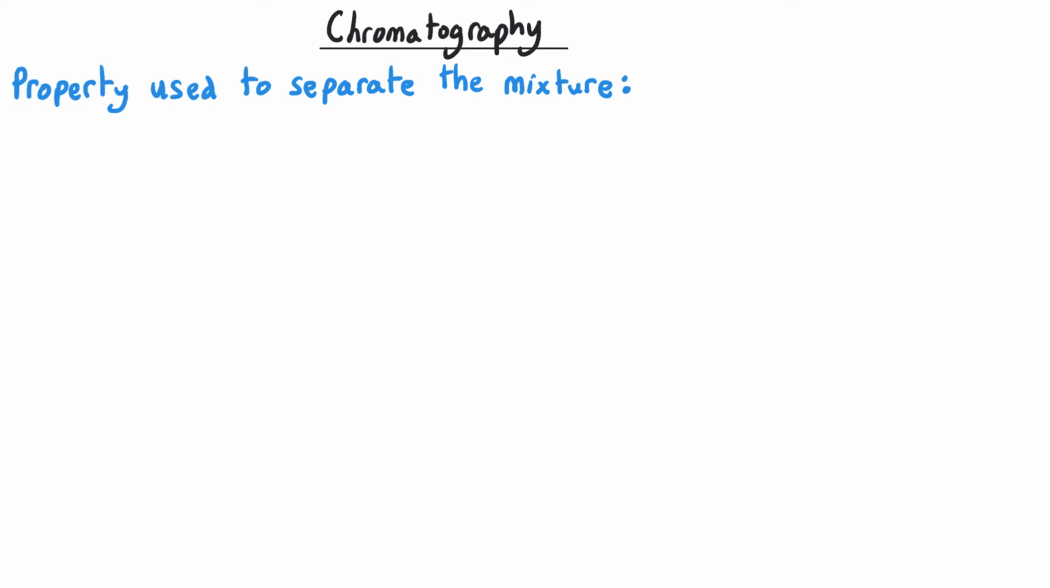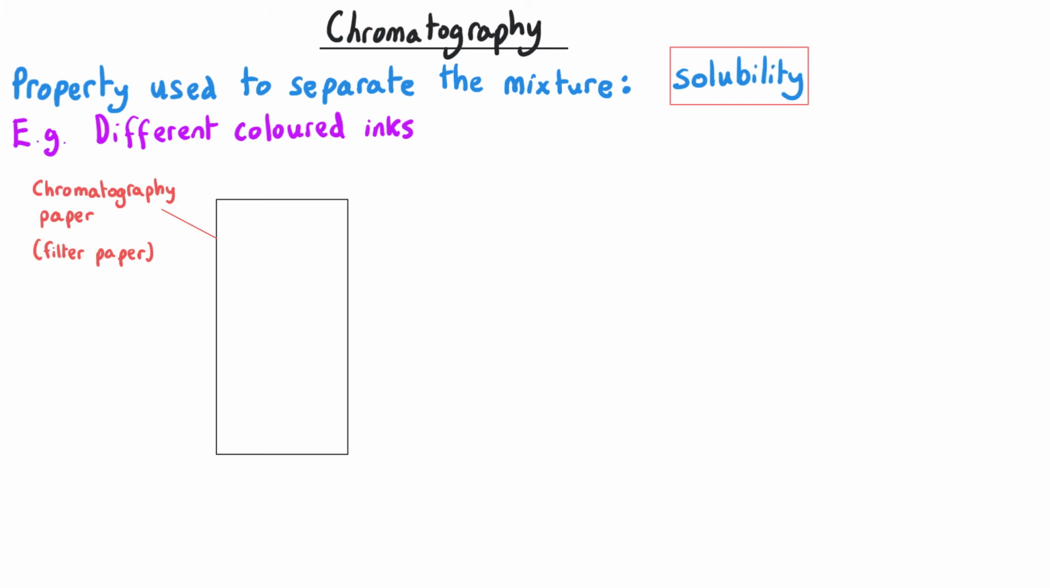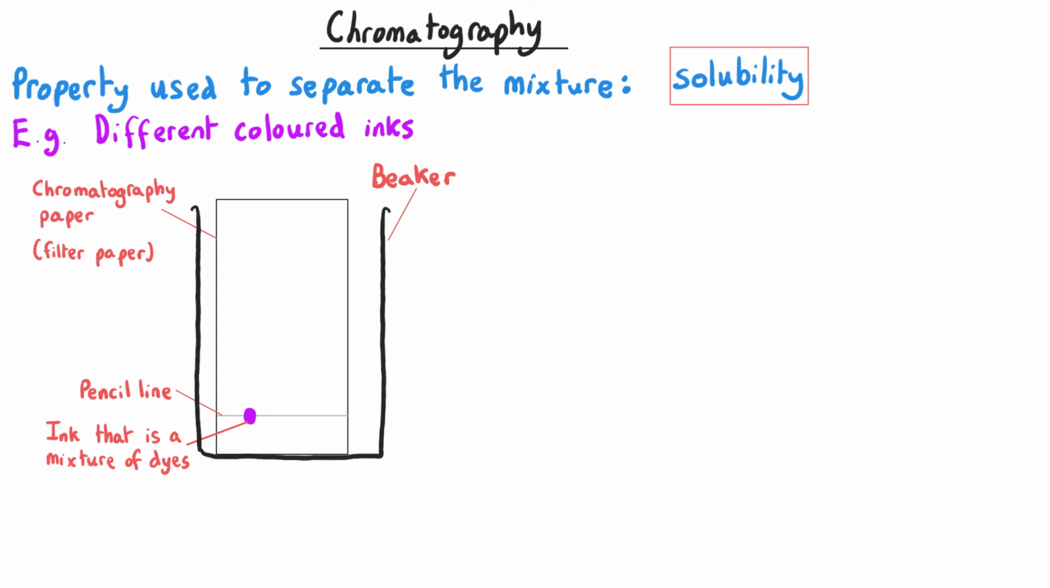Chromatography is a separation technique that uses the property of solubility to separate the different components in a mixture. Typically, we'll use this to separate different coloured dyes from something like an ink. In this technique, what we do is we take a piece of chromatography paper or filter paper, and we mark a pencil line on this paper, and on this line we place our sample that we're going to separate. And this sample will be a mixture of different colours that was all together in the same place at first. And then we place our piece of paper into a beaker that contains a solvent. Typically, this solvent might be water.